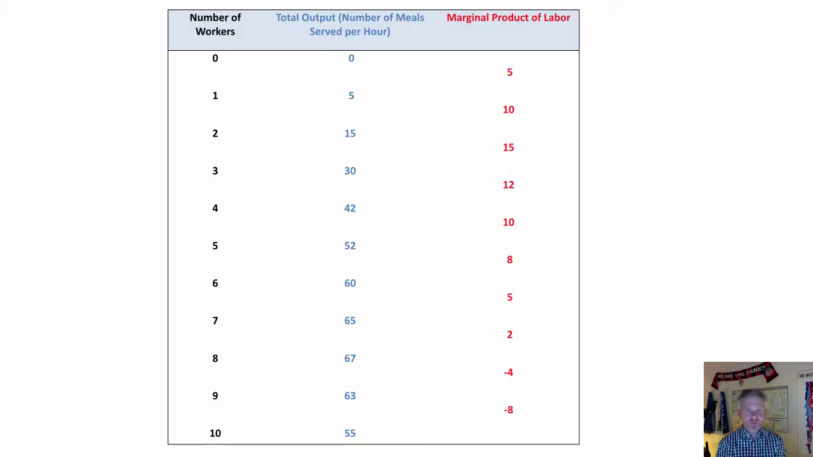So here's an example of what this might look like for a particular firm. And here they're hiring workers. So what I'm going to look at here is how does the quantity of meals I can serve per hour change as I hire more workers. And that's going to be the marginal product of labor. So as I go from 0 workers to 1 worker, I go from 0 meals served to 5. That means the marginal product of the first worker is 5.